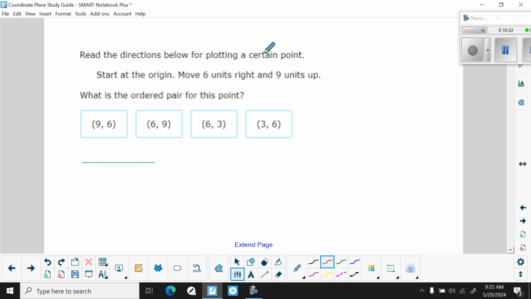Read the directions below for plotting a certain point. Start at the origin, move 6 units to the right, and 9 units up. So 6 to the right is my x-coordinate, so that would be positive 6. And then 9 up would be my y-coordinate, so that would be 9. So 6, comma, 9. That's this answer right there.